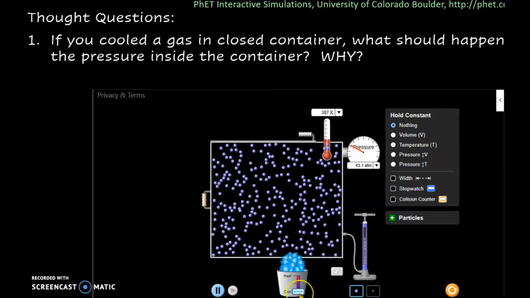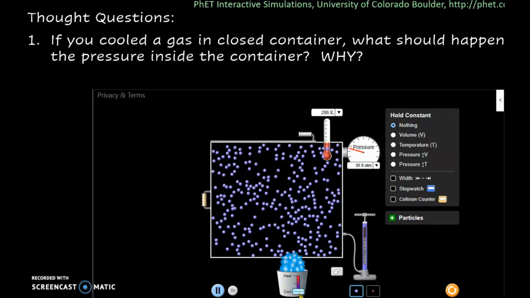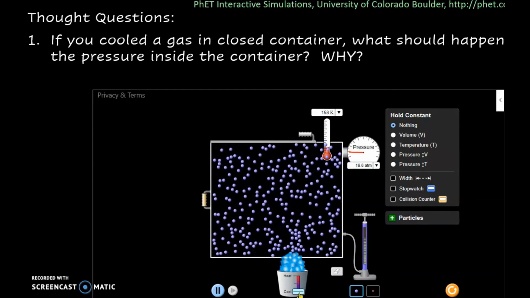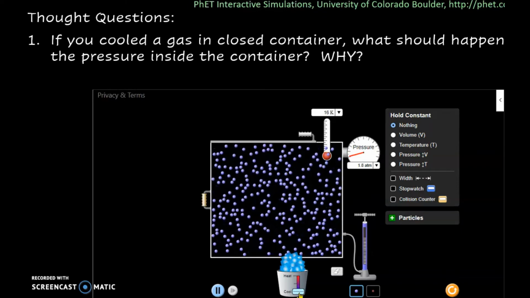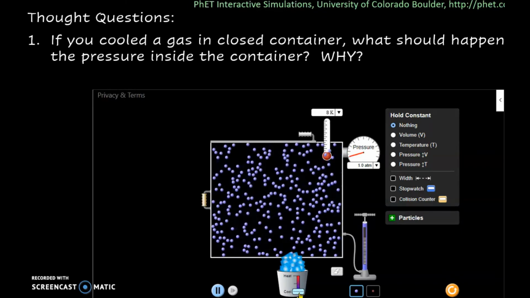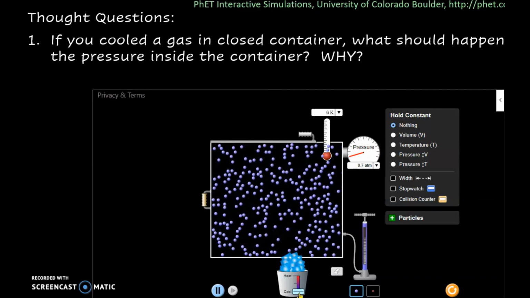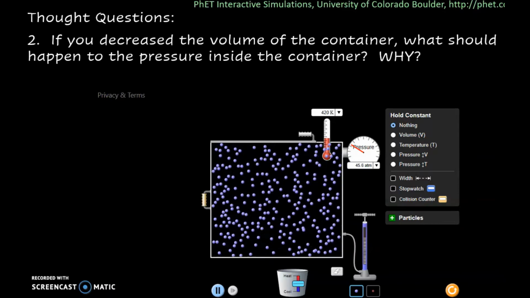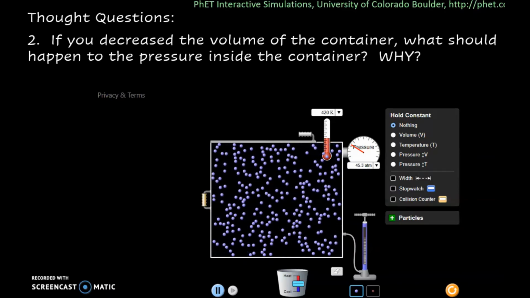Well, if we start to cool the substance down, we notice that as the temperature drops, the pressure is also dropping. They're moving slower, they're going to have less collisions with the sides of the container, and that's going to create less pressure. What if we decrease the volume of the container and left the temperature the same? What should happen to the pressure?